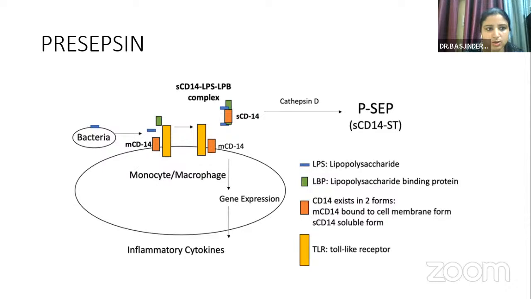So the next are cell marker based biomarkers. These are presepsin and CD64. So here you can see the monocyte and the macrophage, and here is the bacteria. These two are the components of the bacteria: lipopolysaccharide binding protein and lipopolysaccharide. This is the binding protein and this is lipopolysaccharide. And on the surface of the monocyte or macrophage, this is mCD14. CD14 has two components, one is soluble and one is membrane bound.